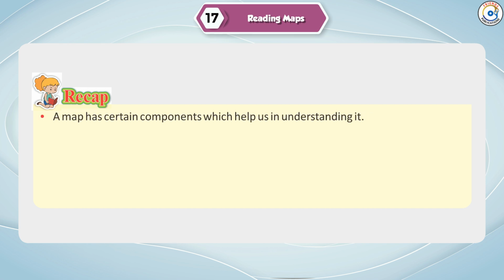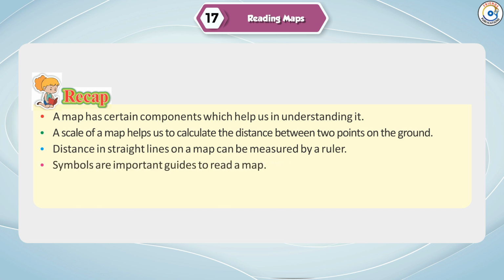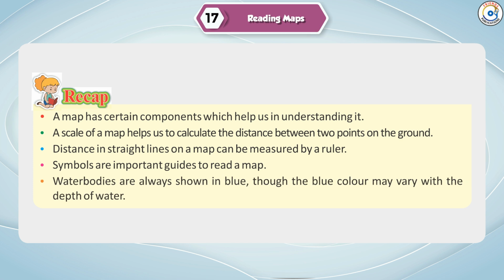Recap. A map has certain components which help us in understanding it. A scale of a map helps us to calculate the distance between 2 points on the ground. Distance in straight lines on a map can be measured by a ruler. Symbols are important guides to read a map. Water bodies are always shown in blue, though the blue color may vary with the depth of water.